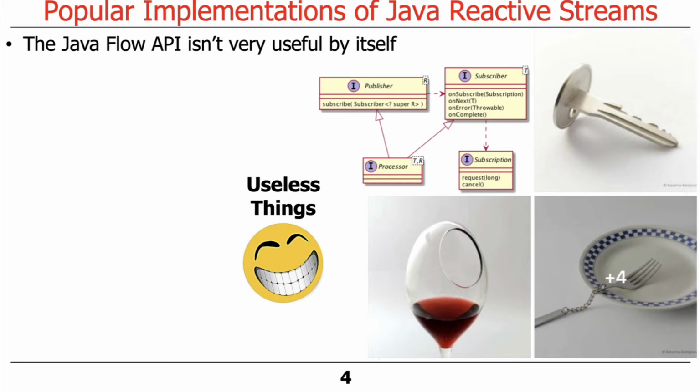Why do we care about implementations of the Reactive Streams API? Well, the reason for that is the Java Flow API isn't actually very useful by itself.